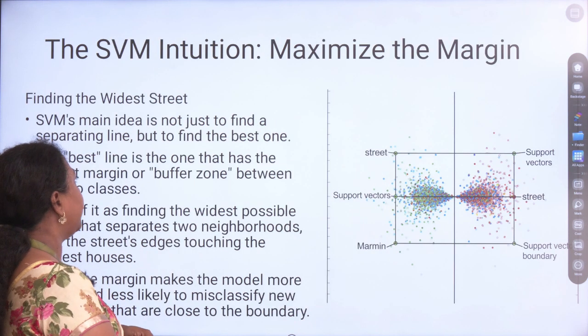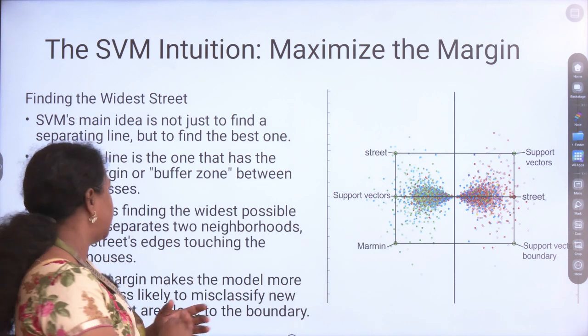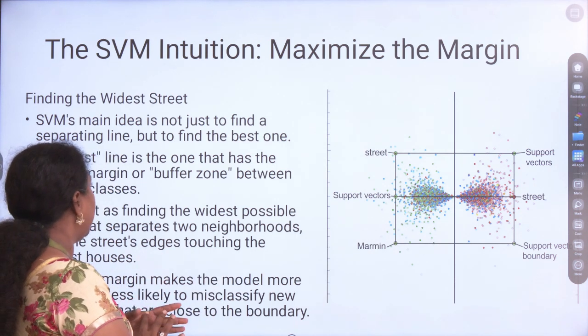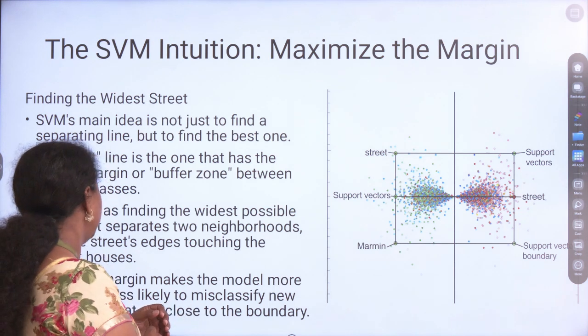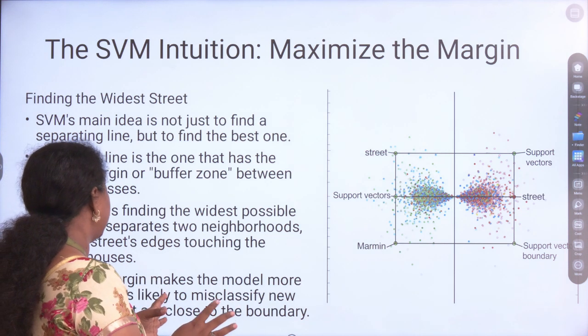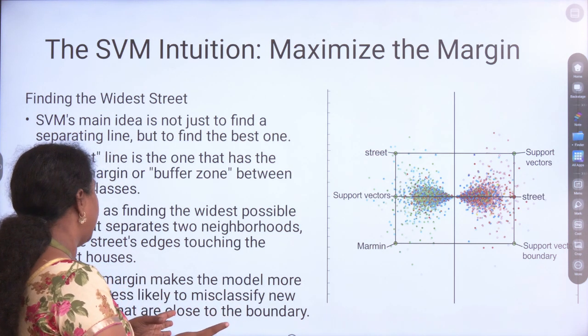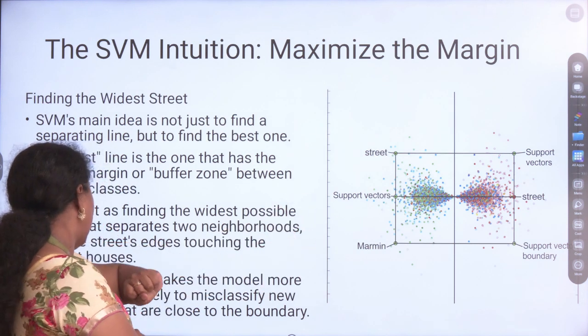The SVM's main idea is not just to find a separating line, but to find the best one. The best line is the one that has the largest margin, or buffer zone, between the two classes. It is like finding the widest possible street that separates two neighborhoods, with the street edges touching the closest houses.